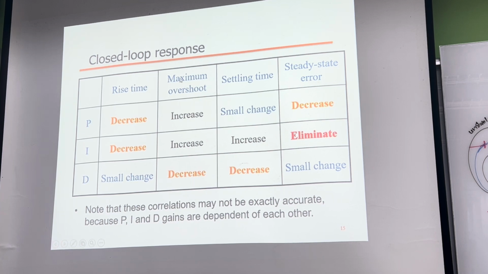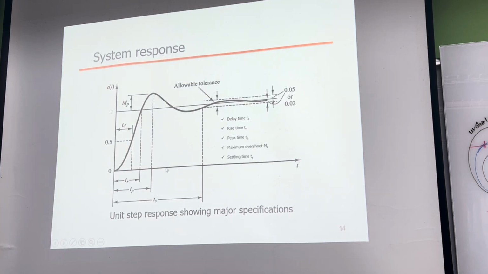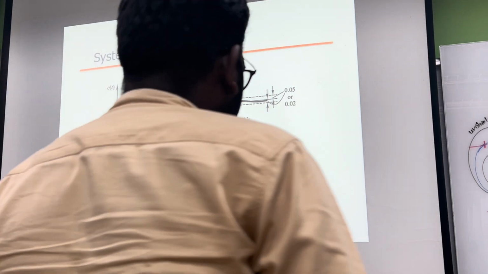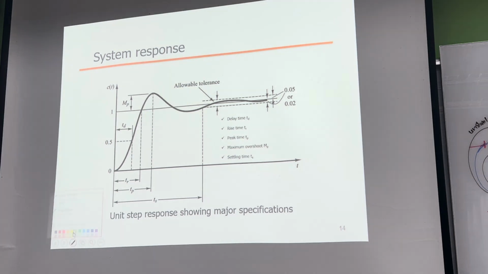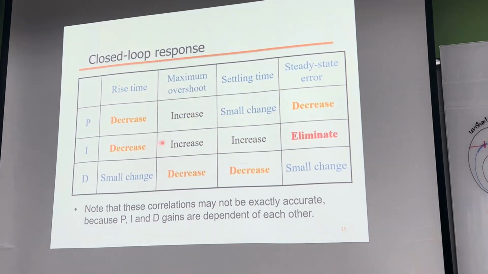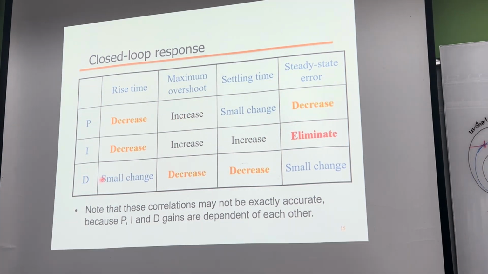Then maximum overshoot, like how much it is going up. Suppose this is your set line, the horizontal line, but the curve is going above. That difference is what we call overshoot. By changing these three constants, the higher the number you go, the more it will increase the overshoot, whereas D is only there to reduce the overshoot.